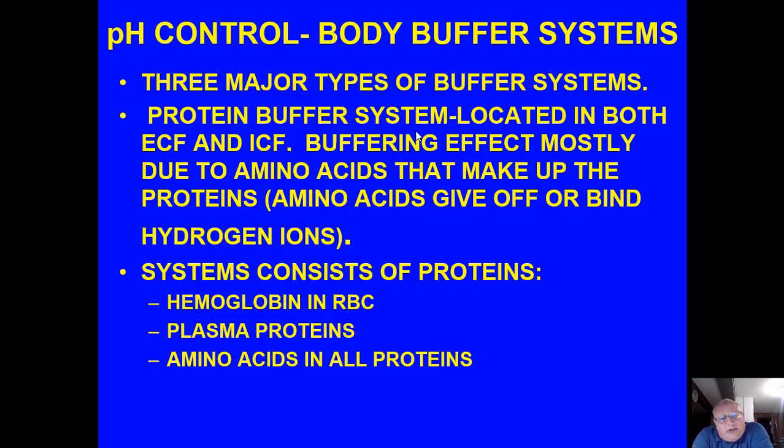So where are you going to see this? Well, it's going to be all over the place. You're going to see it in hemoglobin in the red blood cells, in the plasma proteins in the blood. You will also see it in amino acids in many of the proteins. Almost all the proteins will have some amino acids that can either add on hydrogen ions or give them off. And so this is going to occur inside the cell, outside the cell, in the fluid between cell and blood, and in the blood itself.